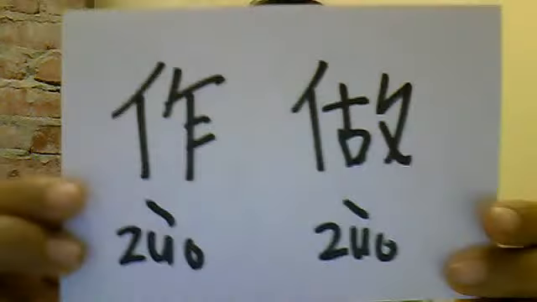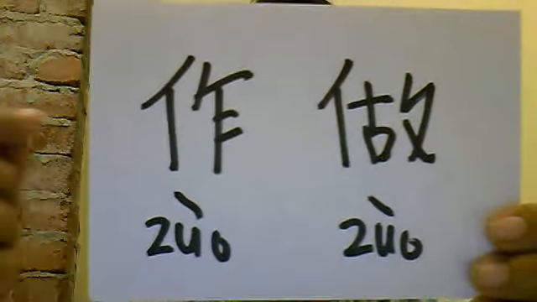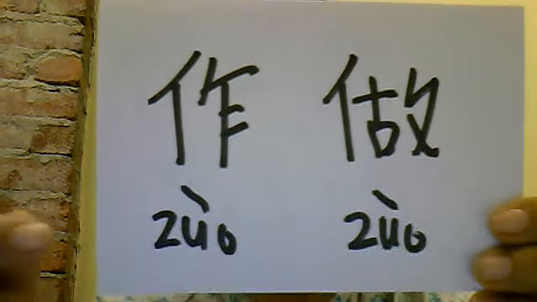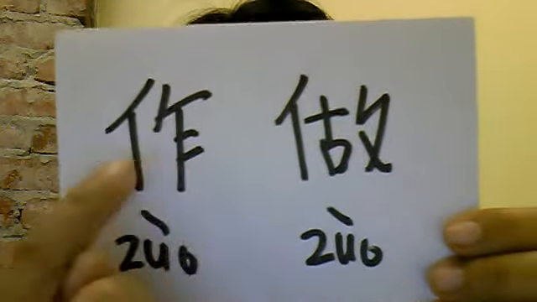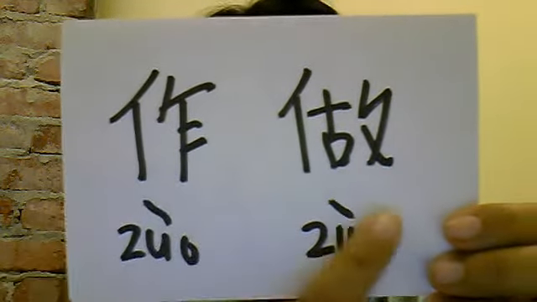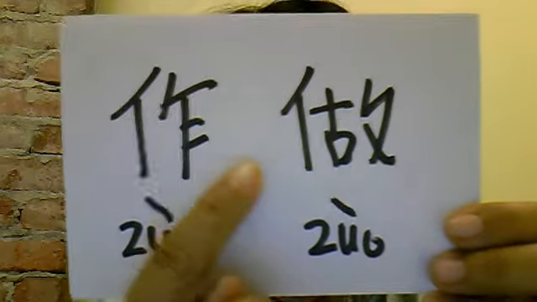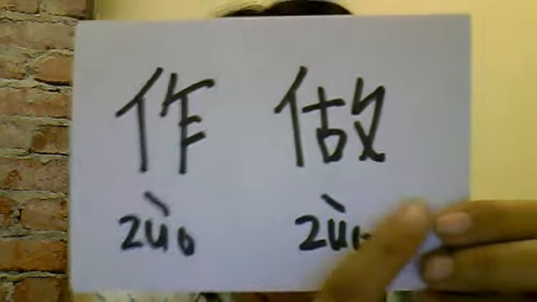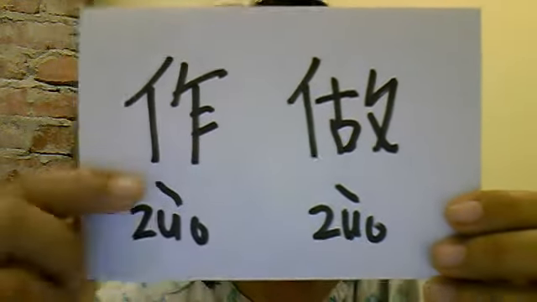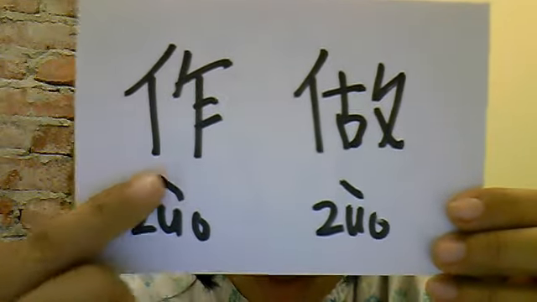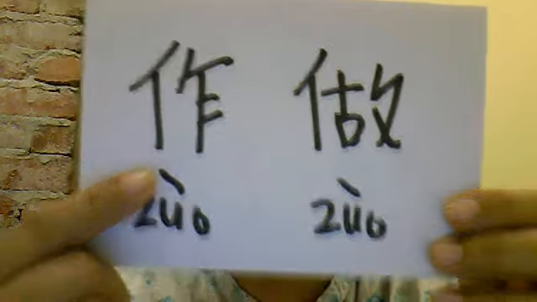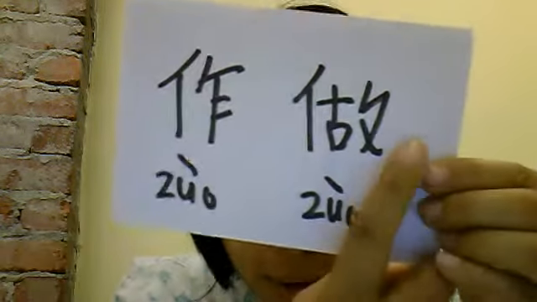Now, the kids might be mixed up because there's two words that kind of mean to do, and they sound the same in pinyin, zuo, and they look like different characters. They have the same radical here though, the person radical right here. So this 做 means to do, and it's more of an action, and this 作 means to do, but it's more for written things. But when in doubt, use this 做.